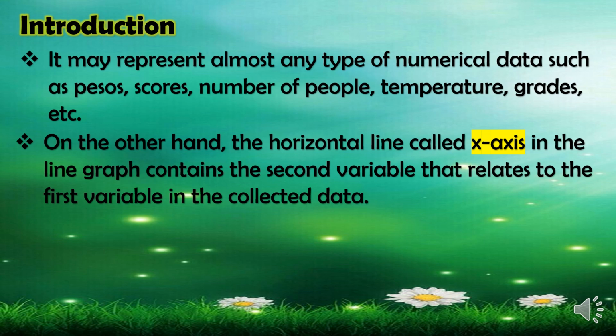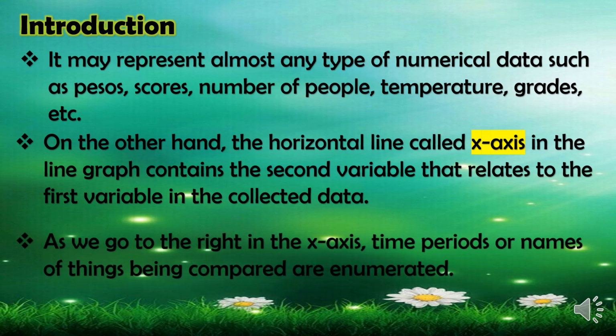On the other hand, the horizontal line called the x-axis in the line graph contains the second variable that relates to the first variable in the collected data. As we go to the right on the x-axis, time periods or names of things being compared are enumerated.